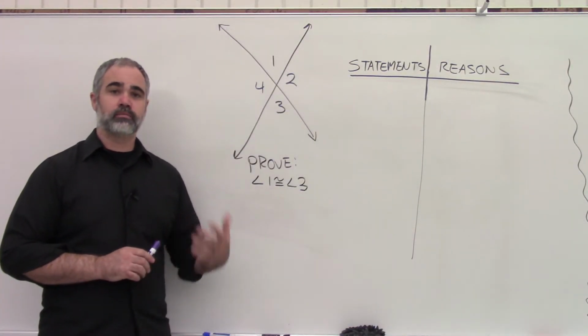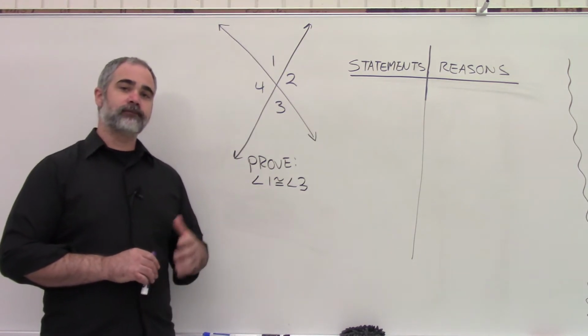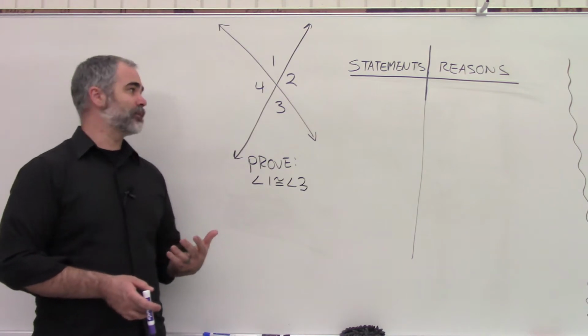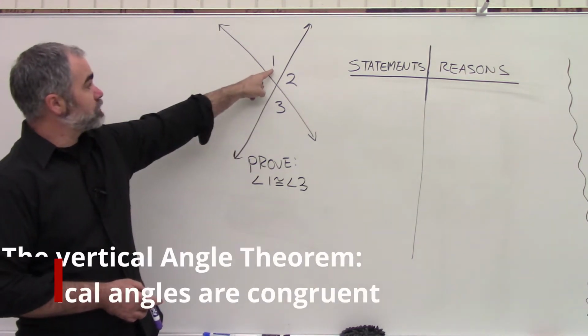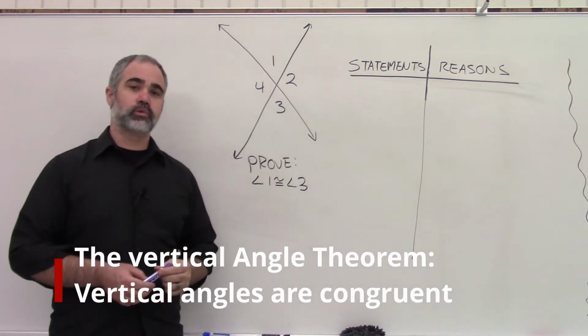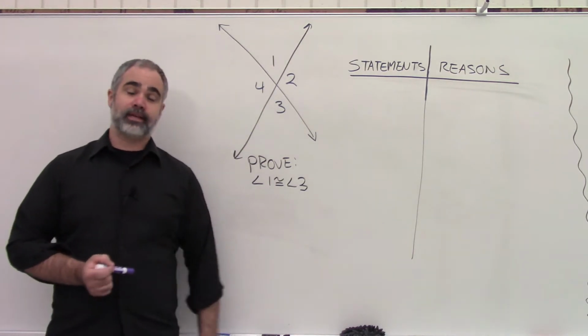Theorem in our video today. This is the vertical angle theorem. Some of you already know it, and what it says is that vertical angles, which are angles that are across from each other intersecting lines, are always going to be congruent. And we're going to prove that today.